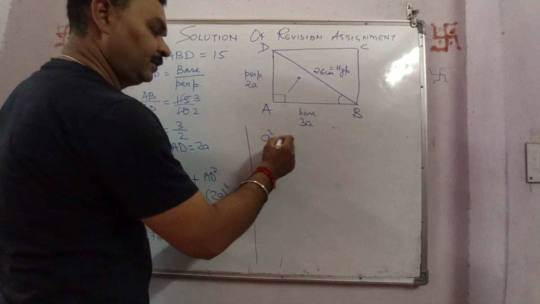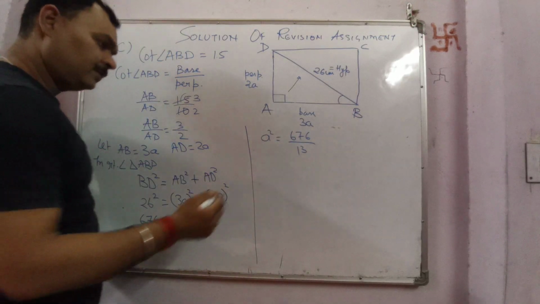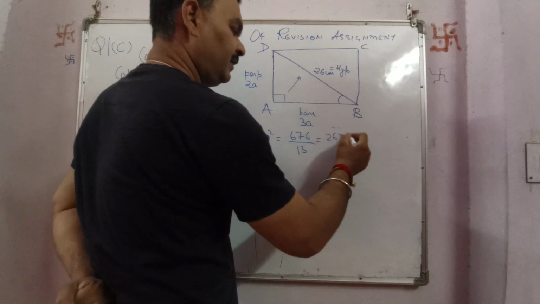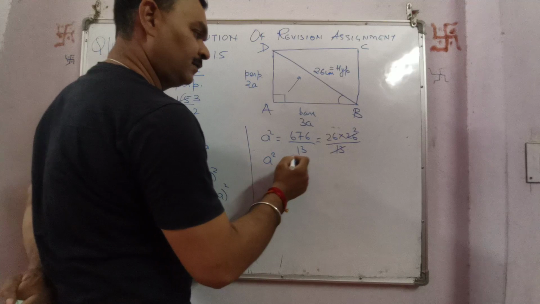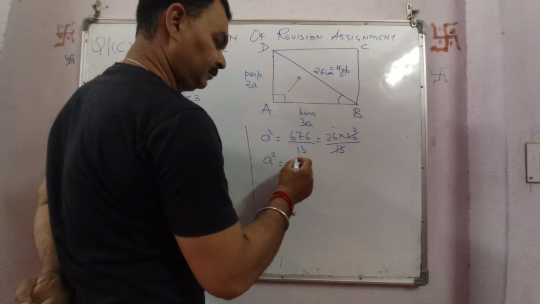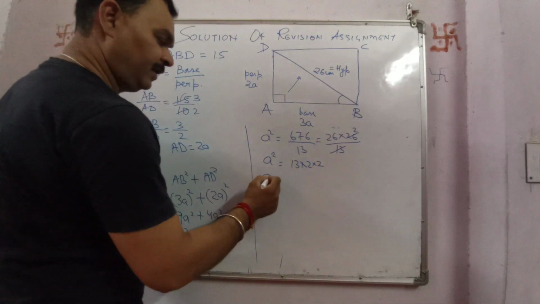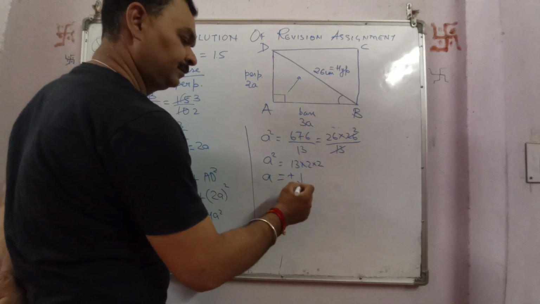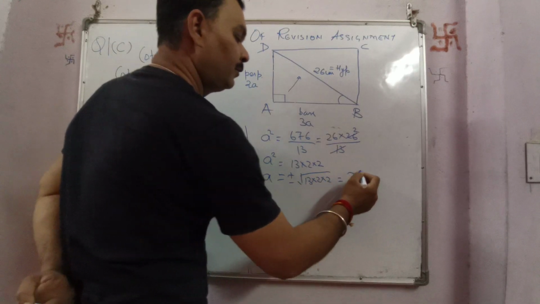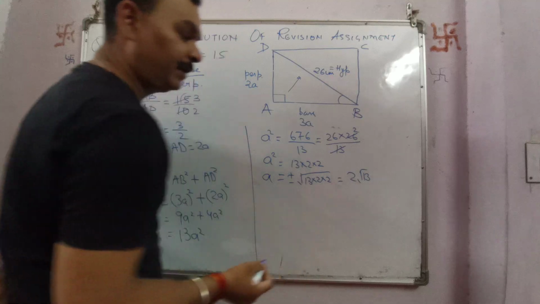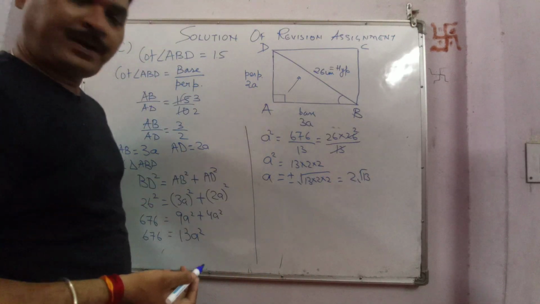Or A square is equal to 676 by 13. Now since it is a square of 26, so 26 into 26 divided by 13, 13 twos are 26, or A square is equal to 13 into 2 into 2. So A will be plus minus root of 13 into 2 into 2, or 2 root 13. Neglecting the negative value, as we all know that the side of the rectangle cannot be negative.